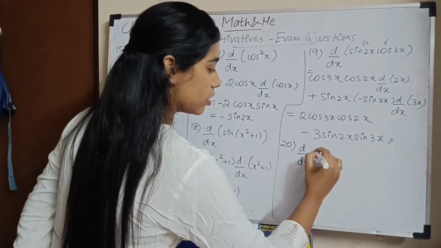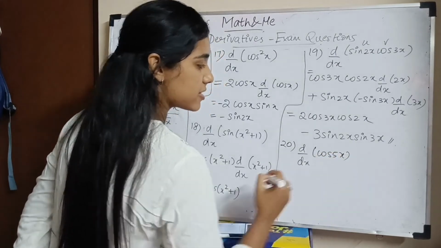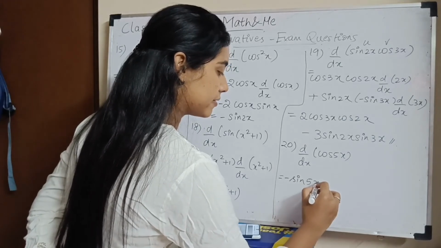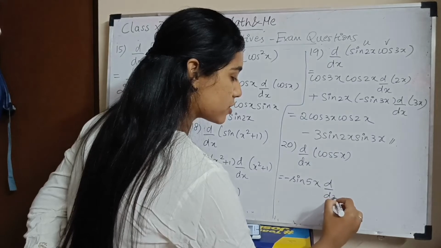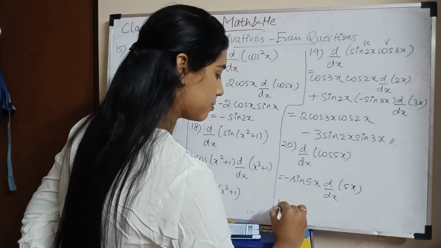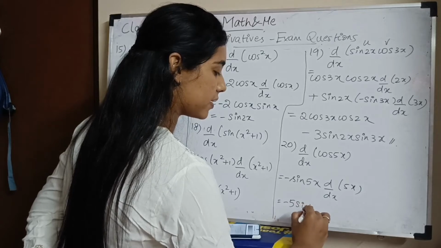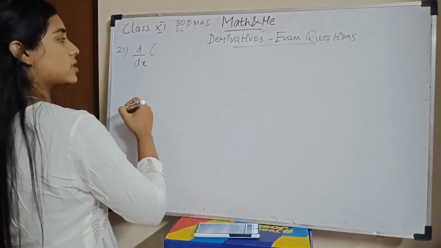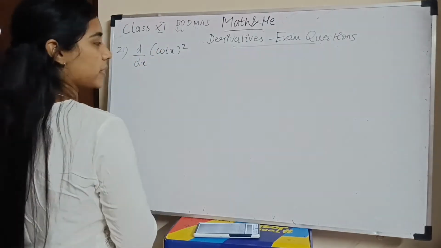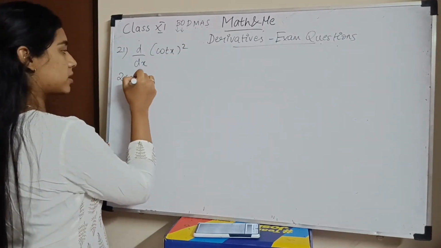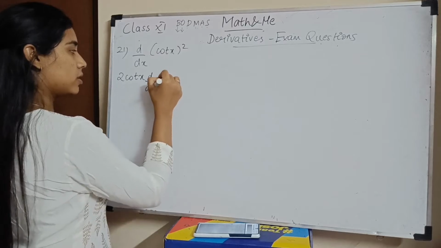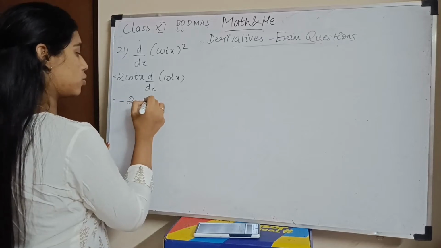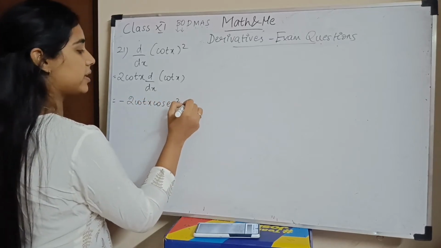d by dx of cos 5x. Cos x, the derivative is minus sin x. Minus sin 5x, but d by dx of 5x. So you have minus 5 sin 5x. Okay. d by dx of cot square x, which is cot x the whole square. So x square, 2x times d by dx of cot x. Cot x, the derivative is minus cosecant square x. Minus 2 cot x cosecant square x. Okay.